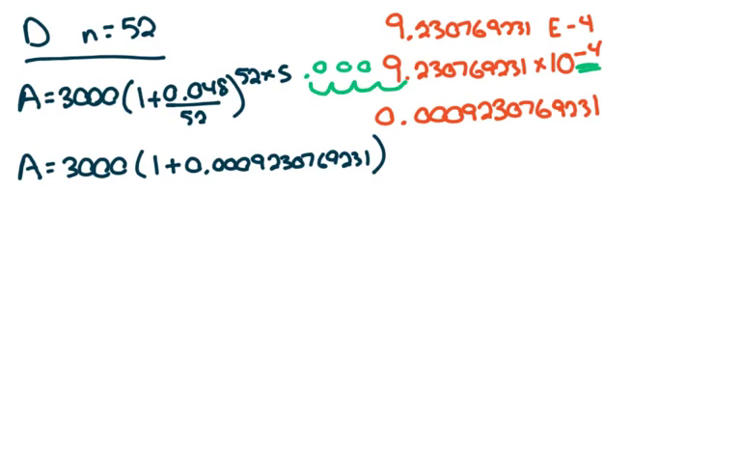The exponent, 52 times 5, is 260. At this point, I'll skip the rest of the calculation because it is the same, and we get a final value of $3,813.33.